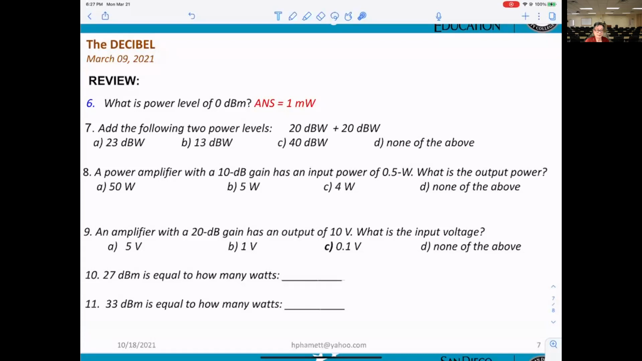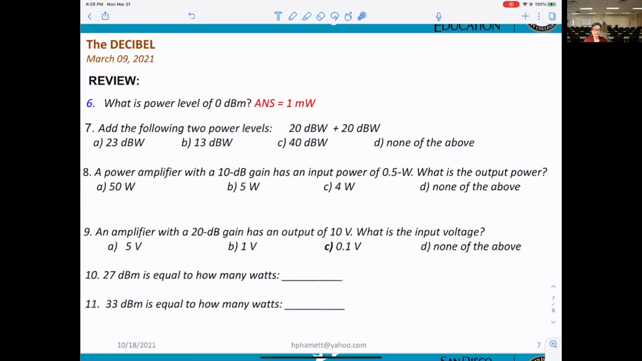And then number 7, they want to add 20 dB watt to 20 dB watt. I just want to make sure you understand. You cannot add dB watt to dB watt. You have to convert dB watt to watt or milliwatt. Then you add it. And after you add, you get watts, you have to convert back to dB watt. That's the way it's supposed to be done.